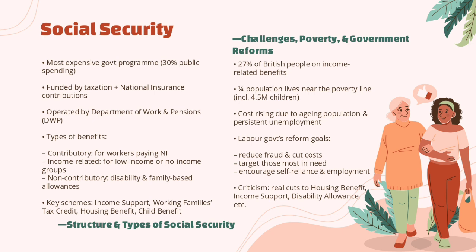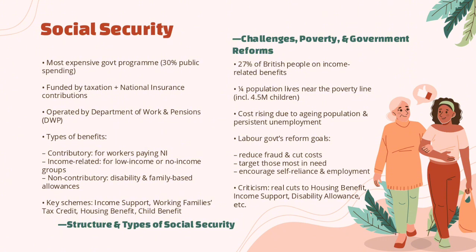Social Security in the United Kingdom is the most expensive government program. It's about 30% of all state spending. The system is managed by the DWP and funded by tax and National Insurance, which are paid by workers and companies. The benefits are divided into 3 categories. First, contributory, for workers who pay NI.